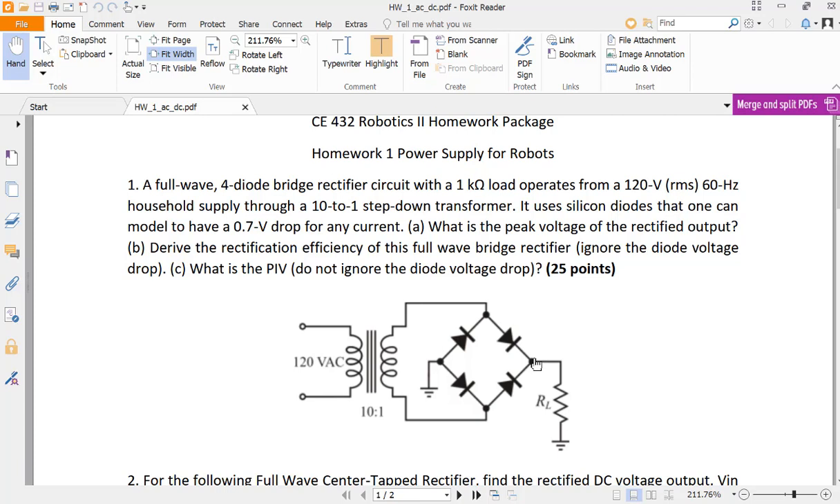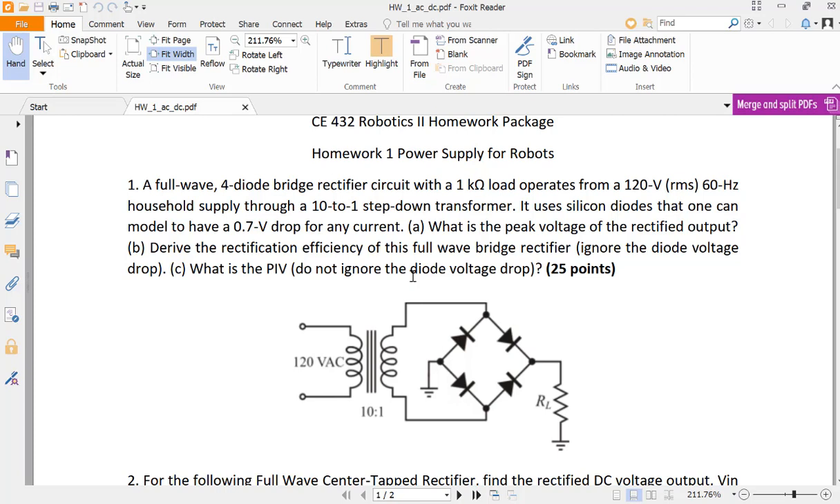That's for A, right? So that's the peak voltage for the rectified output, which is 12 here times square root of 2 minus 2 times 0.7. Is that correct? Okay, so A is done.